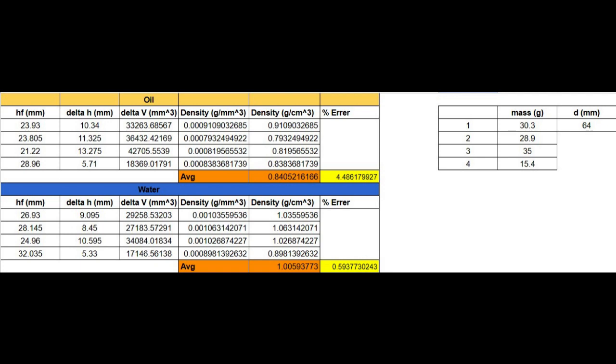As you can see here is all the data we collected. For the experiment, we are using water which has a density of 1 gram per centimeter cube and hydraulic oil which has a density of 0.88 grams per centimeter cube.